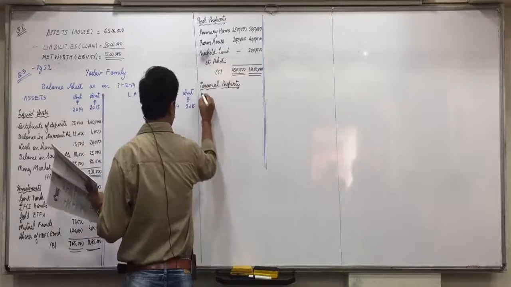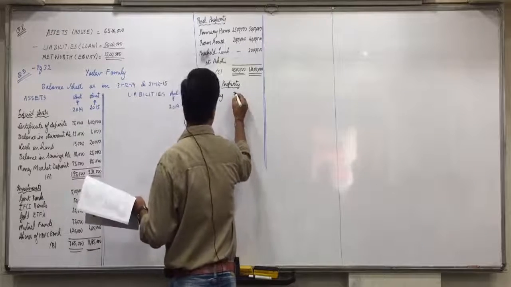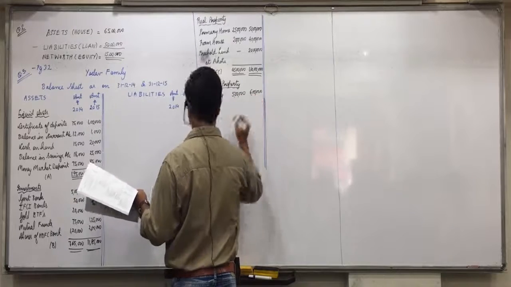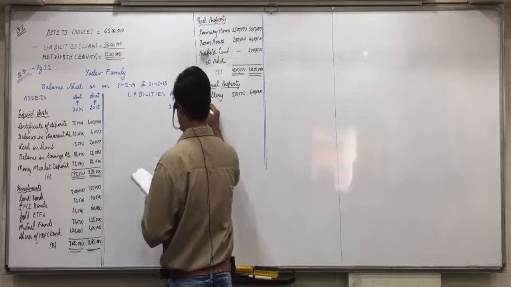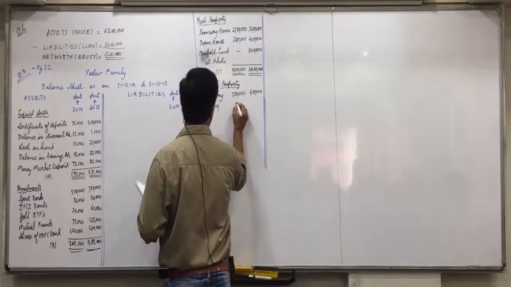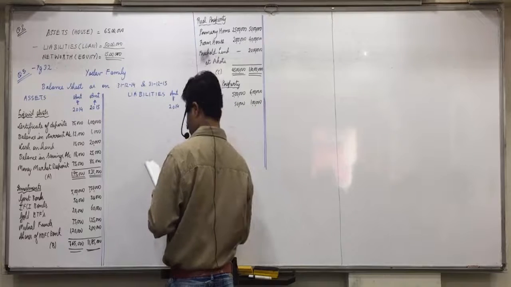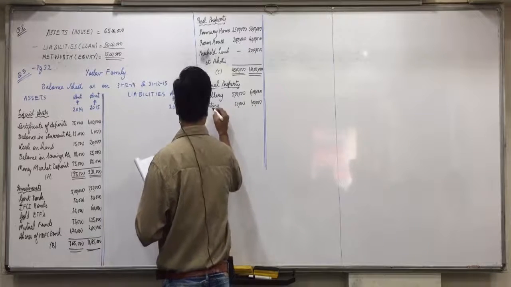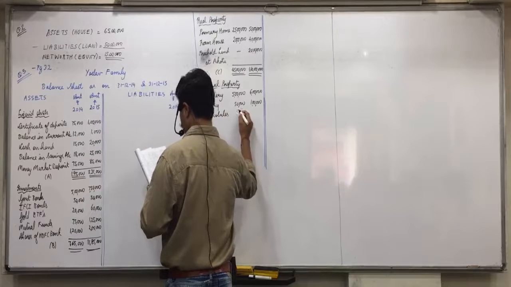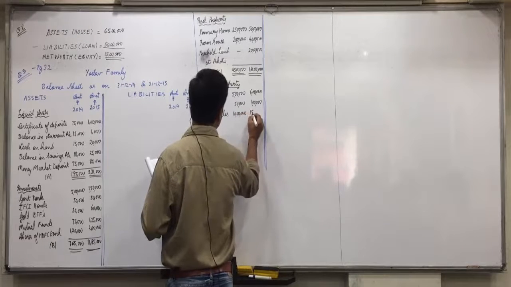Personal property. First is jewelry, 5 lakhs and 6 lakhs. Painting, 5 lakhs and 1 lakh. 50,000 and 1 lakh. Painting, 50,000 and 1 lakh. Automobiles, 10 lakhs and 15 lakhs.